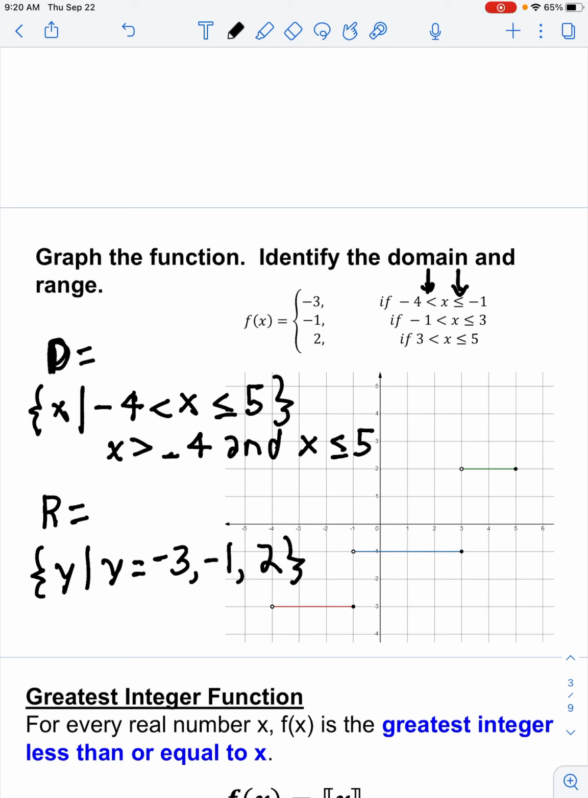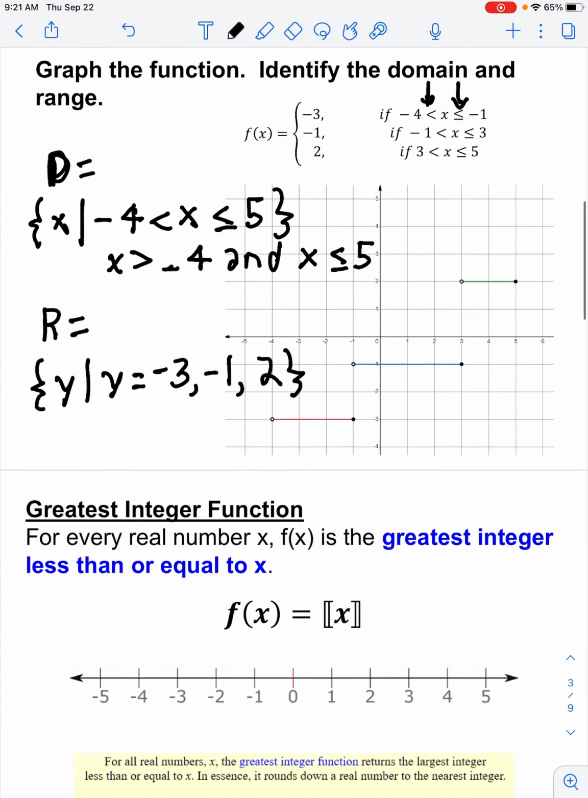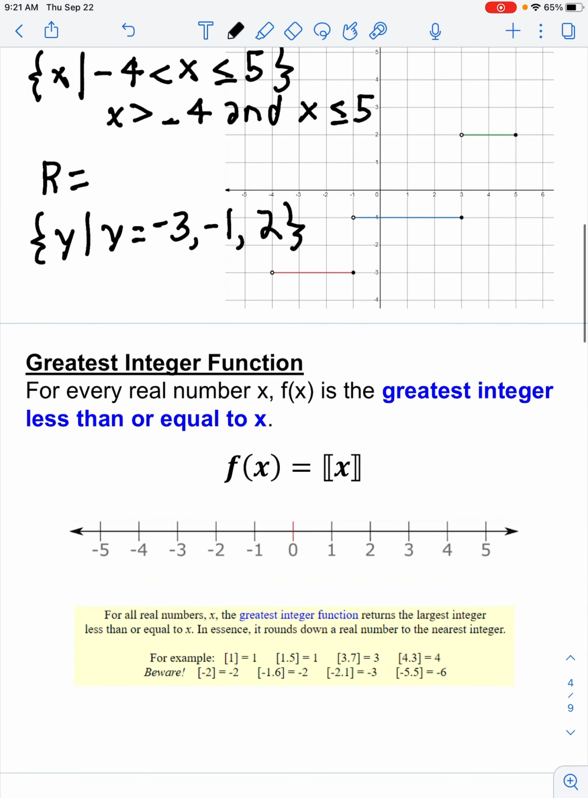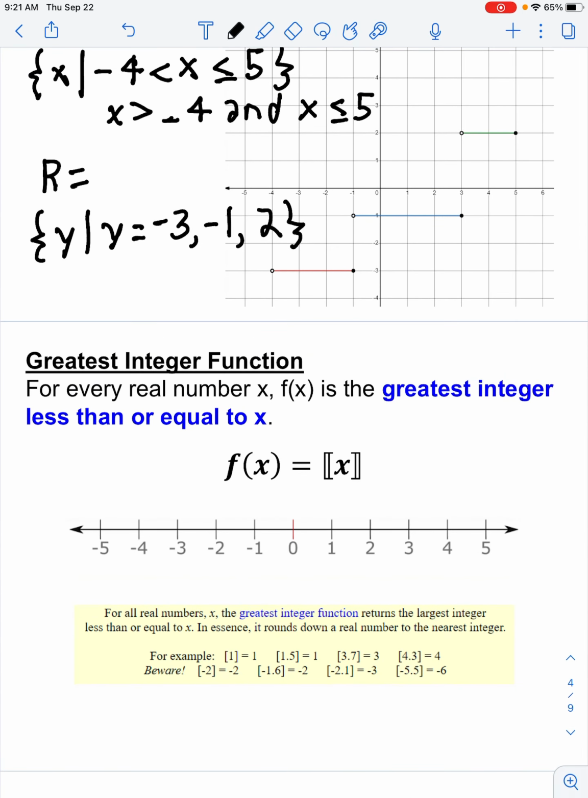All right, now let's introduce to you the greatest integer function. It is also a step function, but we write it using a little different notation. And you can see on our next slide, it says the greatest integer function notation is as you see it. That's read f of x equals the greatest integer less than or equal to x. You can see how it's defined that way right here.